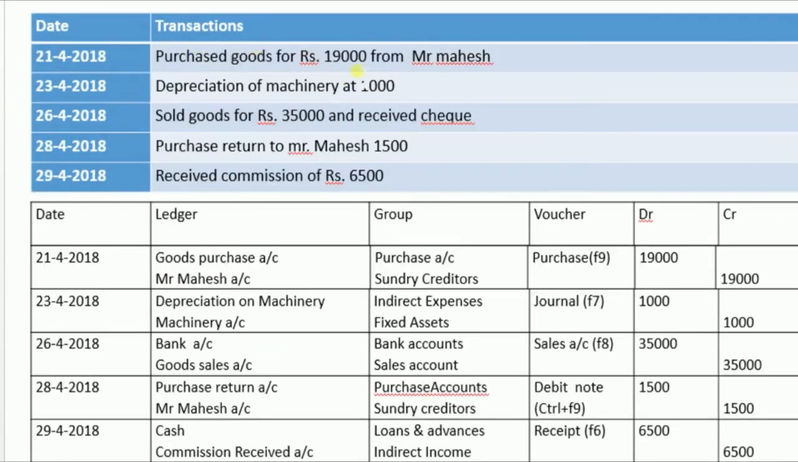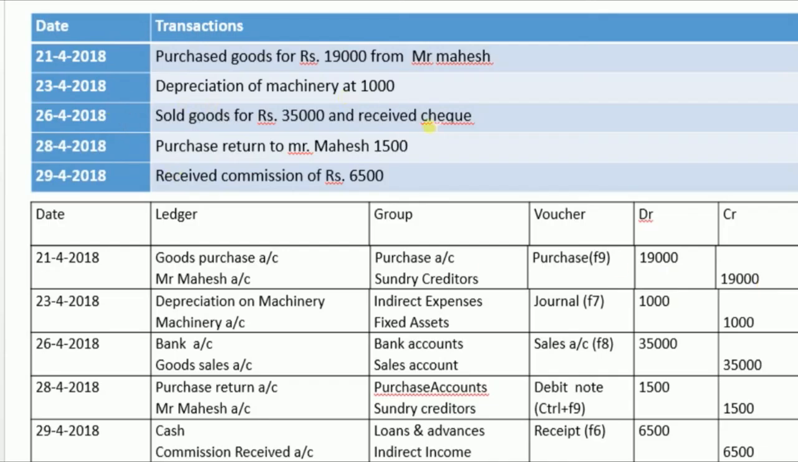21/4 purchased goods for rupees 19,000 from Mr. Mahesh. Then 21/4 goods purchase account, Mr. Mahesh account. Since the name is given and it's not mentioned on cash or on check, so we can consider it as a credit purchase. So goods purchase account, Mr. Mahesh account. Goods purchase account under purchase account, Mr. Mahesh account sundry creditors, and voucher is purchase F9, debit 19,000, credit 19,000.